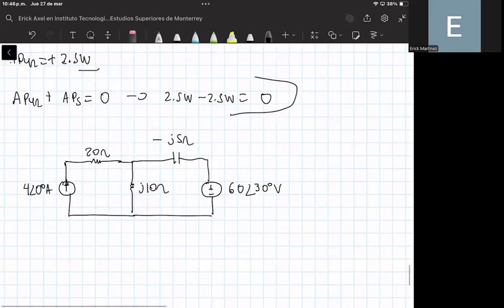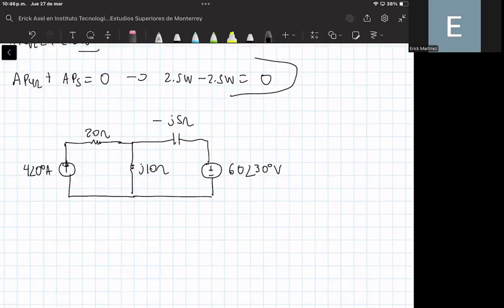Well, here we need to compute the average power of the elements, but we know that the average power of the inductor is 0 watts, and also we know that the average power of the capacitor is 0 watts. This is the average power. But we need to compute the average power of the current source, the average power of the voltage source, and also the average power of the 20 ohm resistor. So we need to compute the currents that flow through the 20 ohm resistor and through the voltage source.